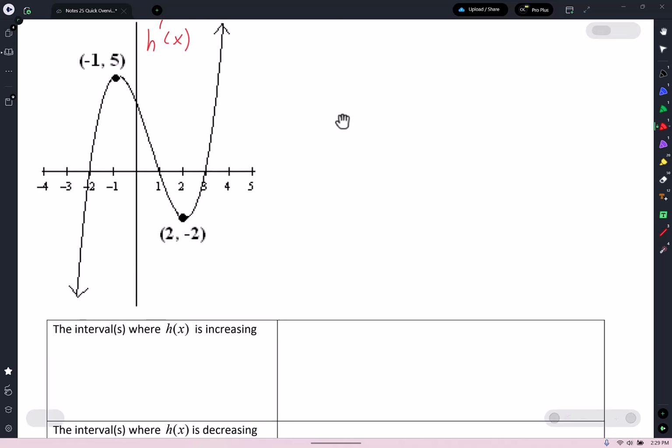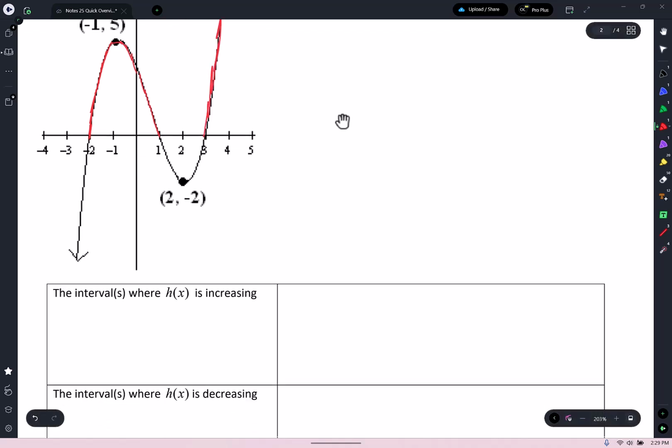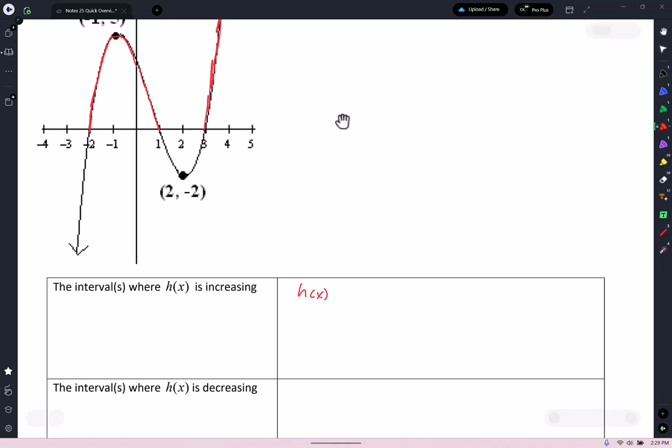Where is h of x increasing? Anytime h prime is positive, and it's positive wherever you see red right there. So I'm going to write h of x, and some of you aren't being specific. You use the word it. It is increasing. Excuse me.